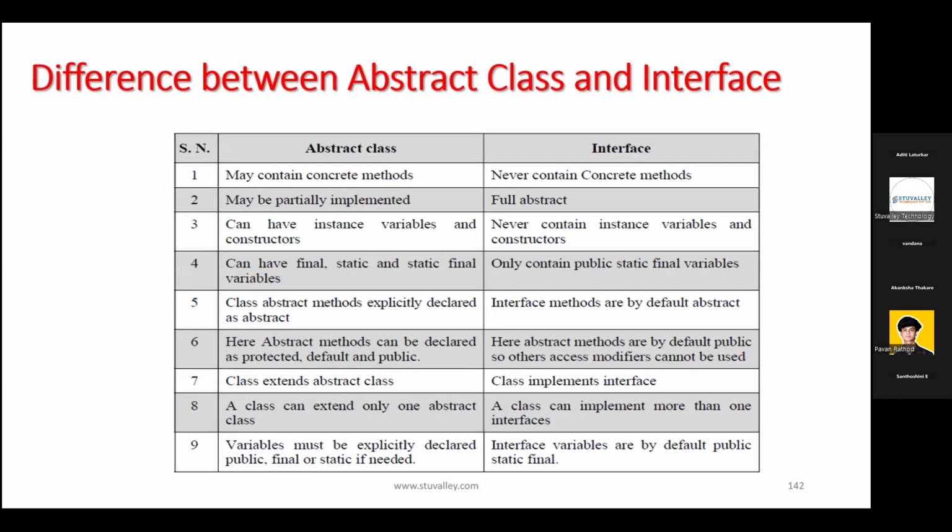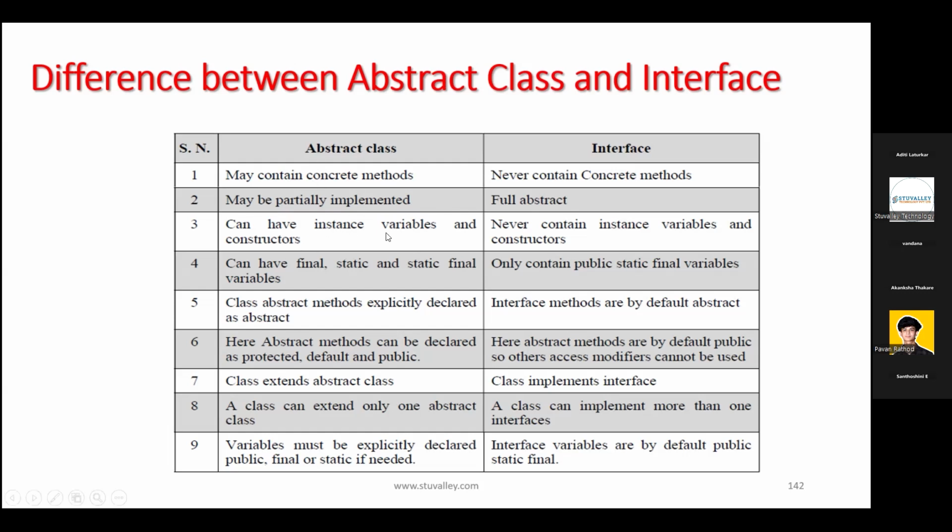First difference is abstract class contains abstract methods and concrete methods, and interface only contains abstract methods. But now after JDK 8 version, concrete methods are also allowed. So this difference you can see till JDK 7 version. Same for the second difference, that is, it is partially implemented and it is full abstract. This difference is also till the JDK 7 version. From JDK 8, interface has concrete methods.